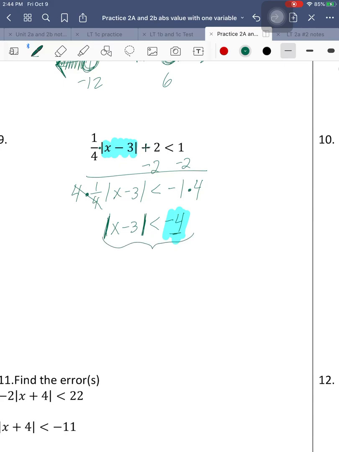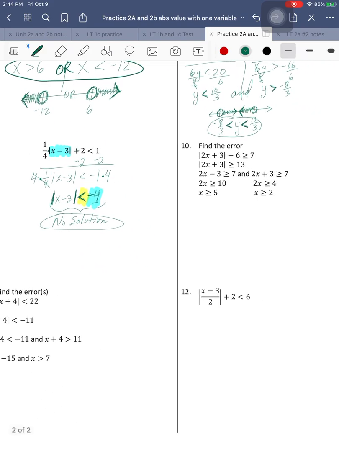So that when that happens, when the absolute value is less than a negative number, this means that we're going to have no solution. I'll explain that a little bit more. So that's our answer. The absolute value, think about what absolute value means. It's distance from zero. Distance is always a positive number. Can a positive number be less than a negative 4? No, it can't be. All positive numbers are greater than negative 4, but that's not what this statement says. So it has to be a no solution.